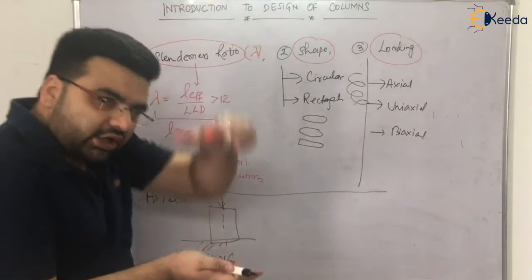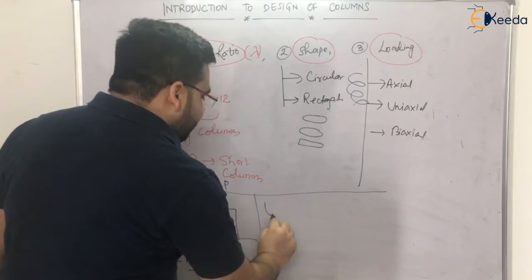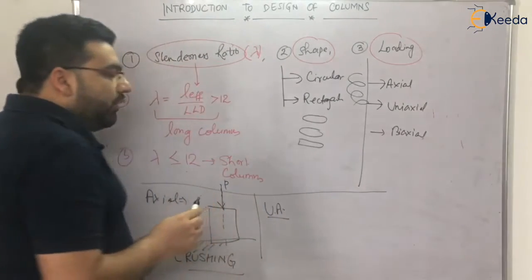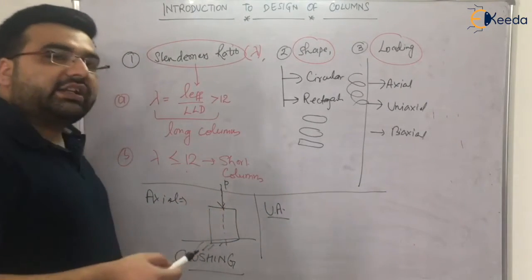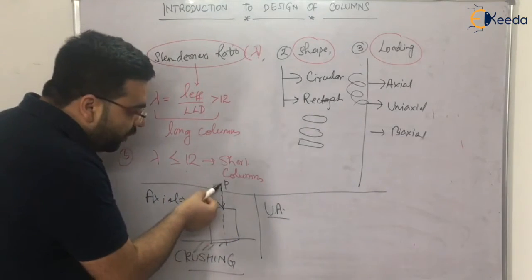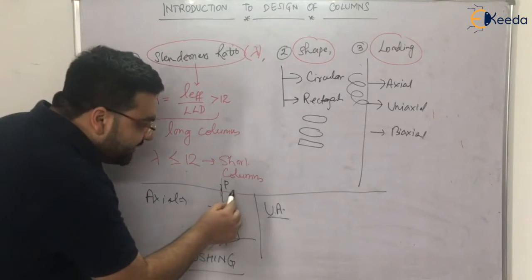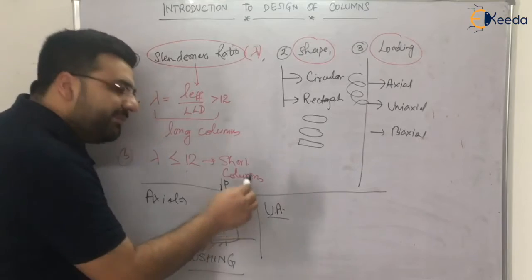Clear? So they get crushed actually, right? Okay. The second one is uniaxial columns. In uniaxial columns, obviously, this is an ideal case, but certainly there will be some cases in which the force acting will not be on the axis of this column, right? There can be some eccentricity also.